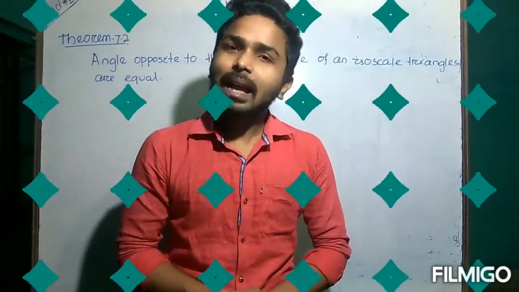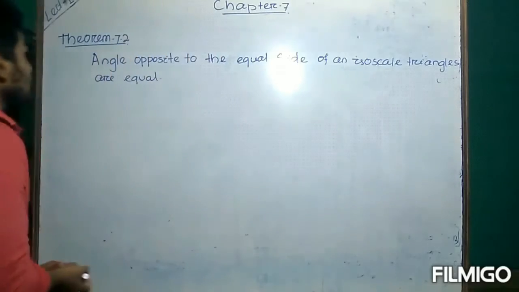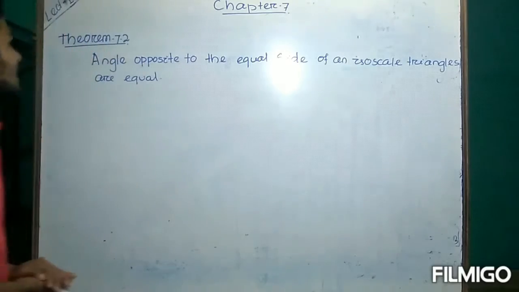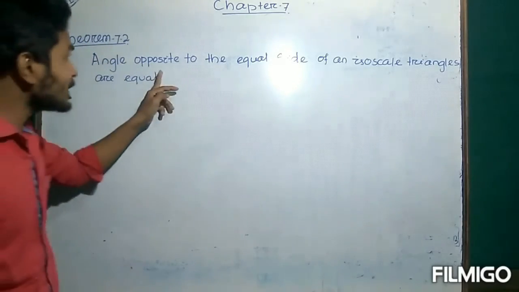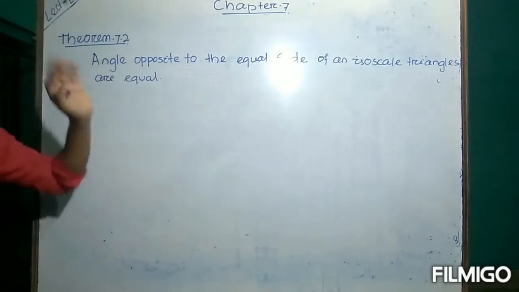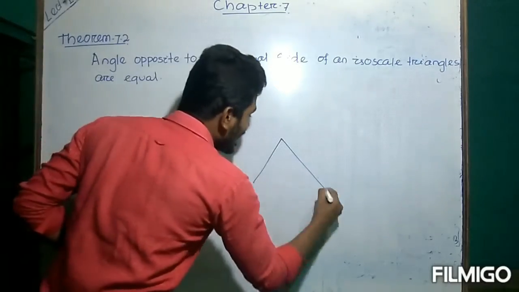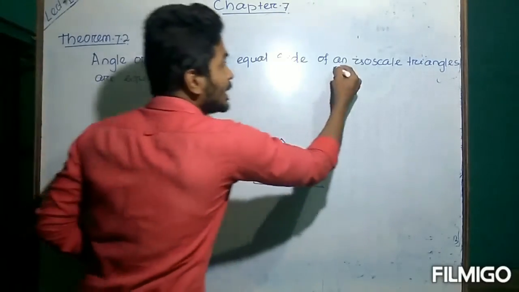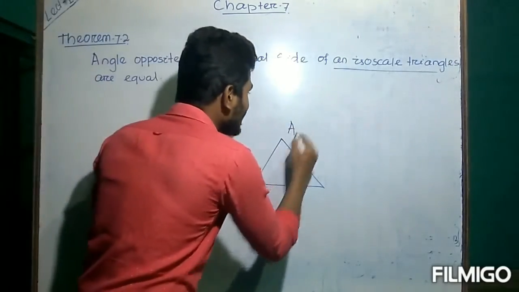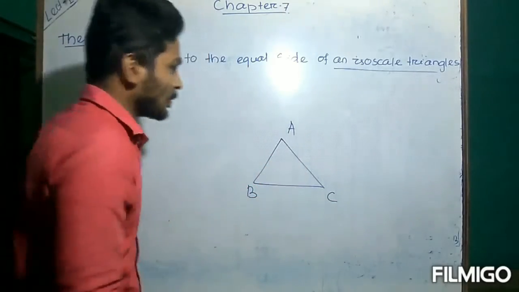And now let us understand another theorem, that is theorem number 7.2. So we have to first understand this statement. What does theorem 7.2 state? It states that angles opposite to the equal sides of an isosceles triangle are equal. What does it mean? It means if there is an isosceles triangle, what does it mean by isosceles triangle? A triangle is said to be isosceles if two of its sides are equal.